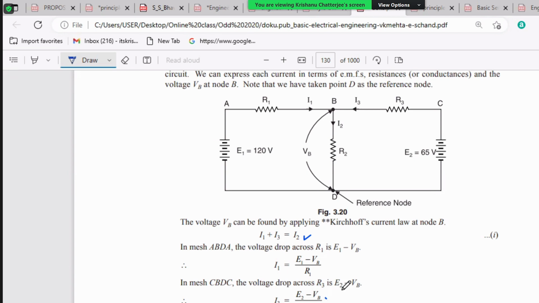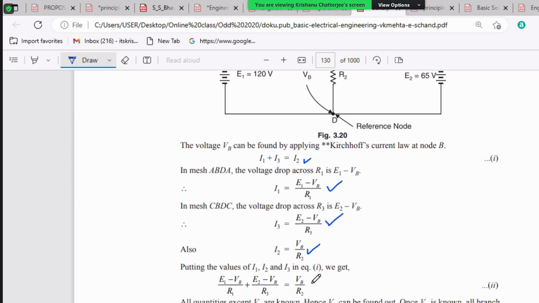Finding out I2 is very easy because we have taken D to be the reference voltage, which is 0. Since I2 is going downwards, it is VB minus VD, and since VD is 0, simply VB by R2 will be I2. Okay. Now you put the values of I1, I2, I3 in the KCL equation which you have written, and in this equation only VB is unknown, everything else is known to you. So once you find VB, you can find all the currents in all the branches.